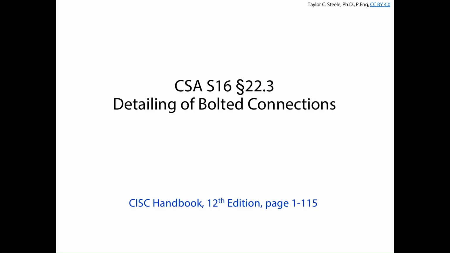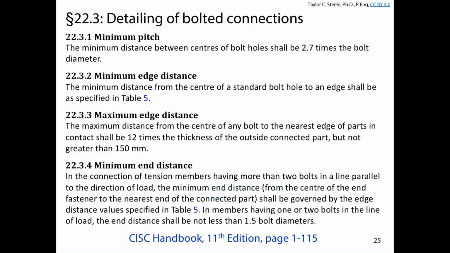that we do have to make sure that our bolts are detailed in a certain way. And if we don't detail the bolts in this way, we can't do any of the stuff that we've talked about from lecture 11 onward. When we're detailing bolts, remember the pitch, gauge and pitch, S and G. There's a minimum distance. You cannot space bolts closer together than 2.7 times the bolt diameter.